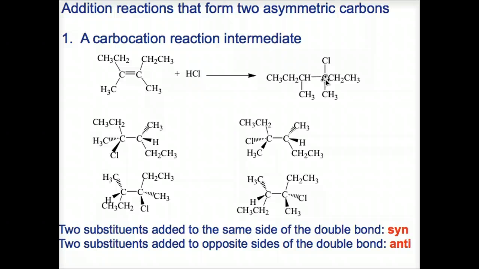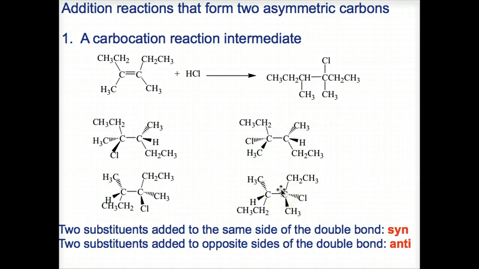So I've shown the 2 asymmetric carbons in the 3-chloro-3,4-dimethylhexane product. They're formed from the cis-3,4-dimethyl-3-hexene reactant by the addition of hydrogen chloride. The 4 possible stereoisomers that can be formed are shown above in the perspective formulas. Here they are, these 4, 1, 2, 3, 4.